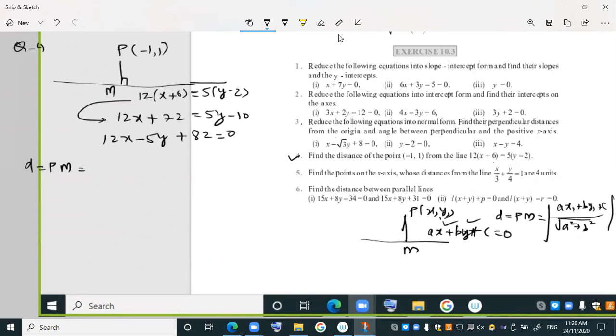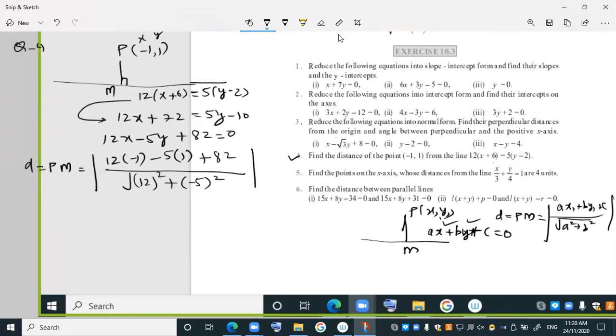So you will put, instead of x and y, x is equal to -1, y is equal to 1. So 12 into -1 minus 5 into 1 plus 82, divided by under root a square plus b square. A is what? 12 square plus, the squares of the coefficients of x and y.